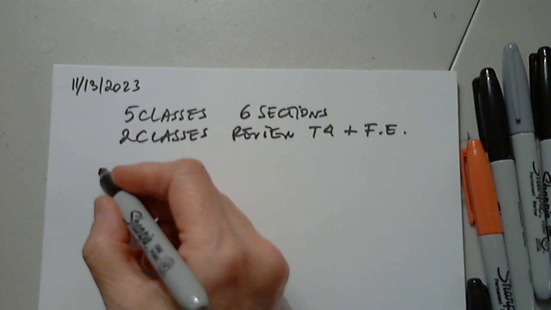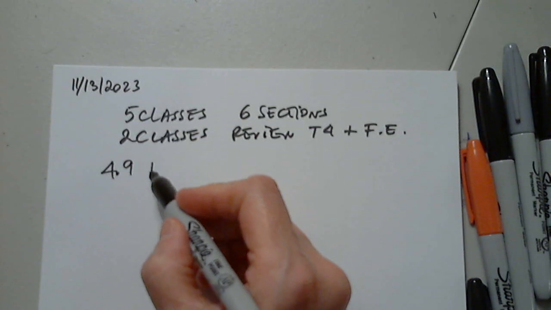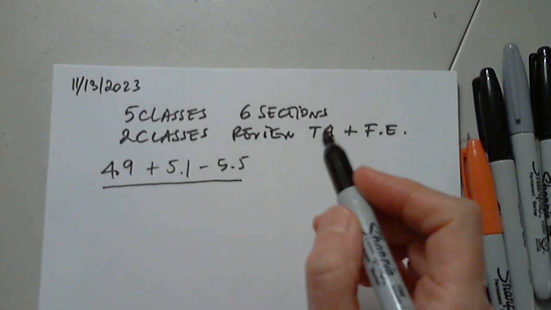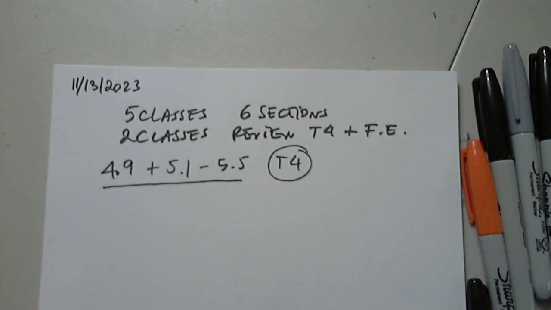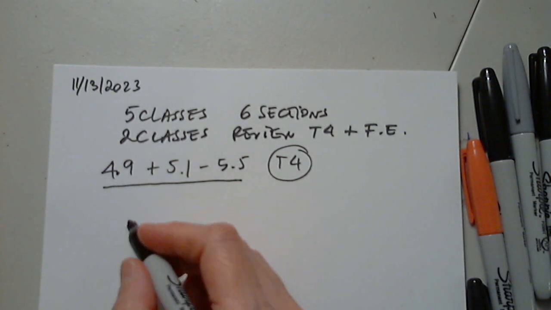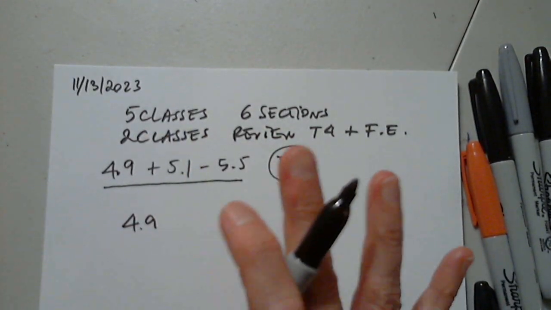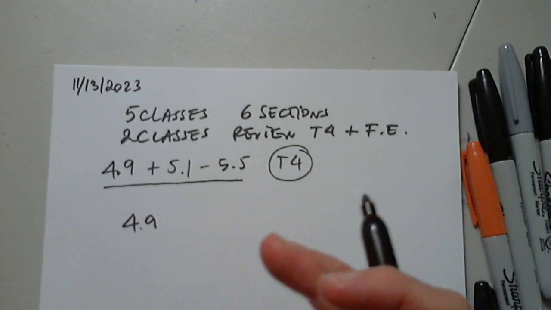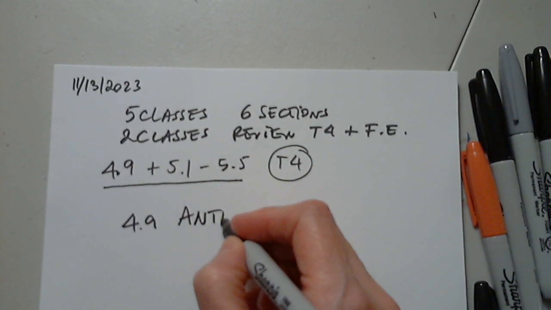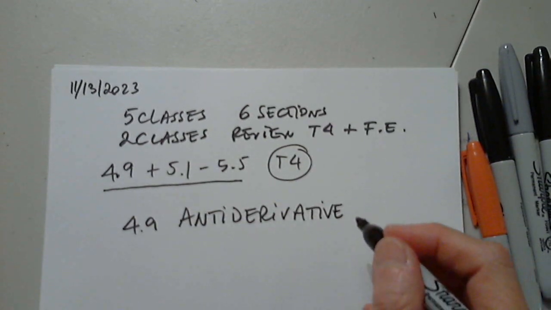Good. So as I mentioned, we start with 4.9 because 4.9 and 5.1 through 5.5 are together, and they will make up test 4. So these are the topics for test 4. And we start with 4.9. And the title here, I will not talk about it right this moment. I have other little things that I want to talk about, and then I will name this. Anti-derivatives.